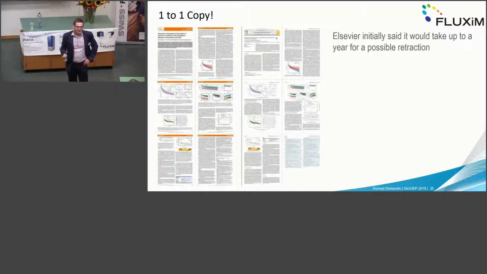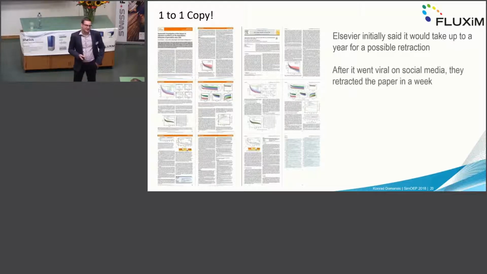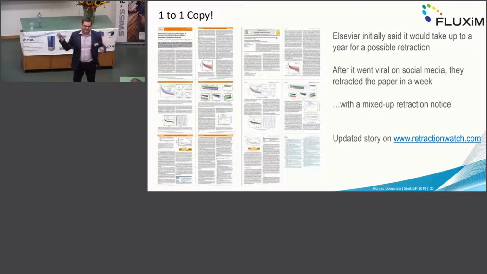We contacted the editor to take it down, of course, and they told us that these cases usually take 1 year to resolve. And we published it everywhere on social media we could. And then the editor decided that in the end, things could be sped up a little bit, and they retracted the paper in a week. But they mixed up the retraction notice. They said that the authors self-plagiarized the other paper they published. There is a story that is being updated with the newest developments on a website that tracks retractions if you want to know more.